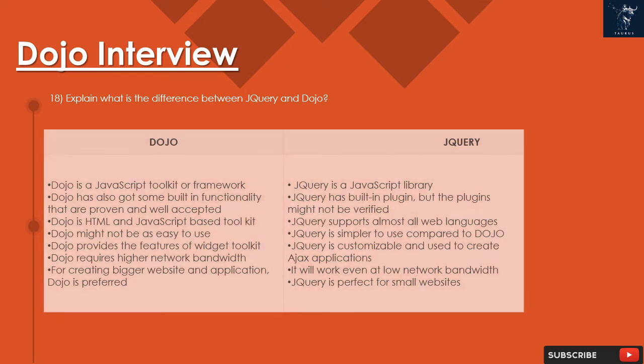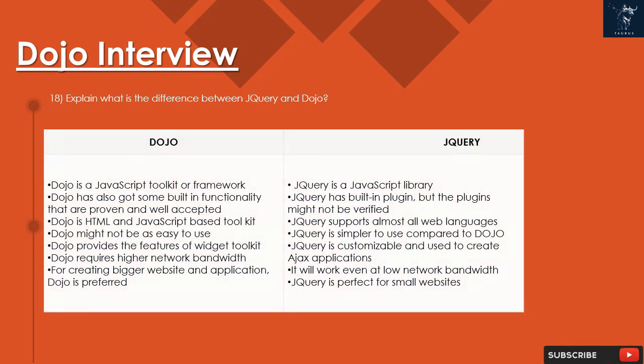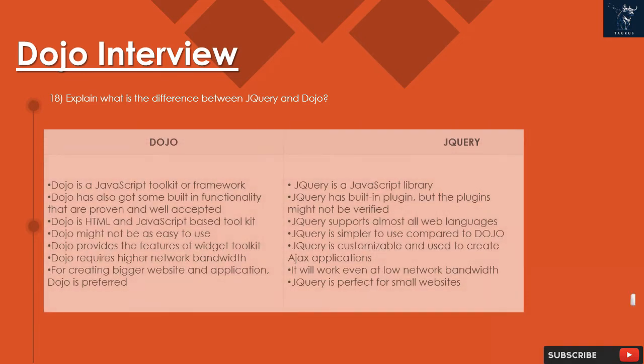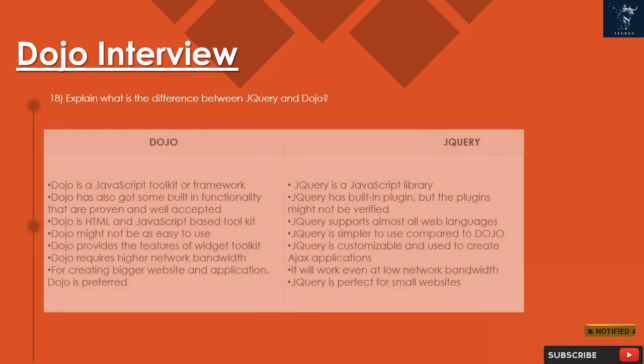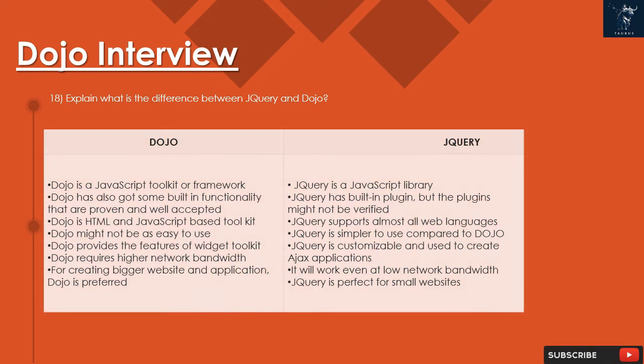18. Explain what is the difference between jQuery and Dojo. Dojo is a JavaScript toolkit or framework. Dojo has also got some built-in functionality that is proven and well accepted. Dojo is an HTML and JavaScript-based toolkit. Dojo might not be as easy to use. Dojo provides the features of a widget toolkit. Dojo requires higher network bandwidth for creating bigger websites and applications.